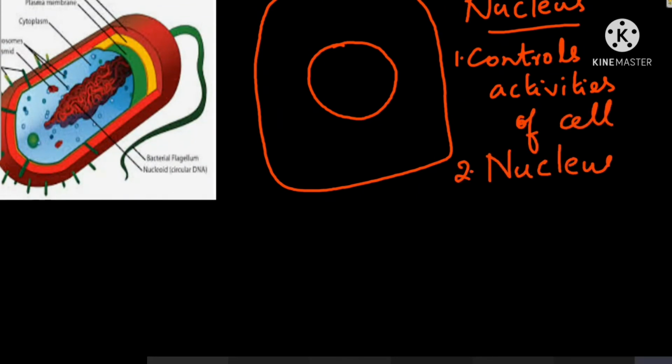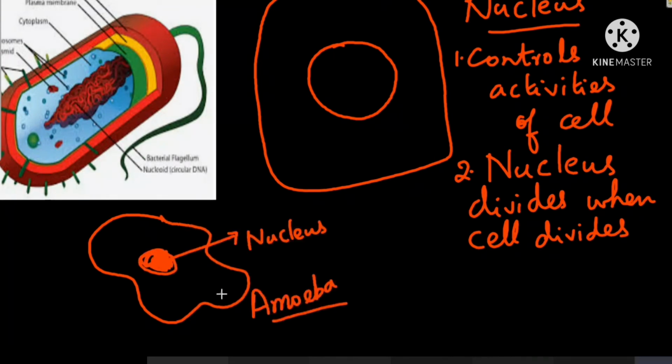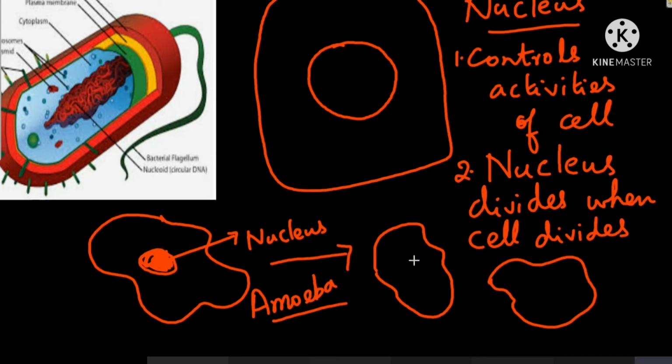Nucleus divides when the cell divides. So this is an amoeba cell. Now if the amoeba wants to divide, the cytoplasm will divide first. Along with the cytoplasm, the nucleus will also divide. And that's how you get two daughter cells for amoeba. So that's the meaning of this point. Nucleus divides when the cell divides.